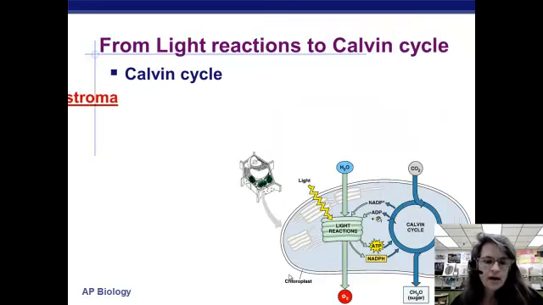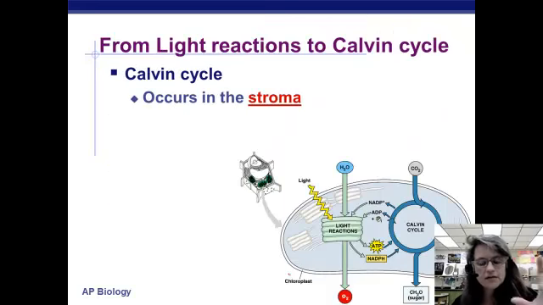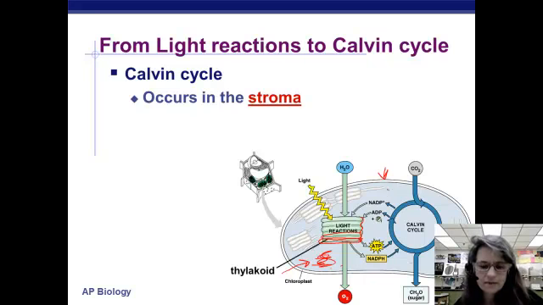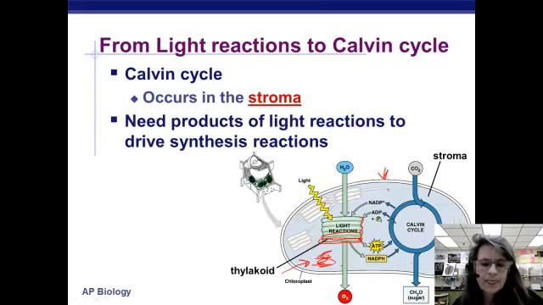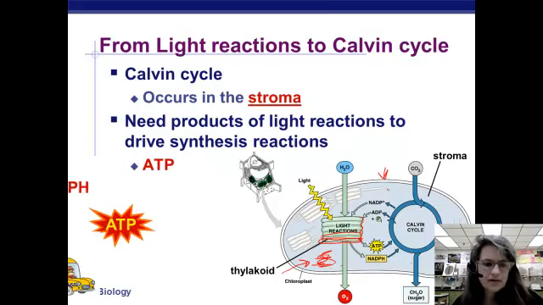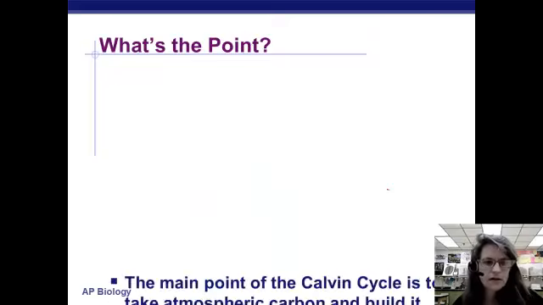Okay, so the Calvin cycle is occurring in the stroma. That's this liquid space that surrounds the thylakoids. This whole thing is a chloroplast. This is a granum, which is a stack of thylakoids, and the Calvin cycle is occurring in this liquid space around the thylakoids. Okay, and we already said we need the ATP and the NADPH to make it go.